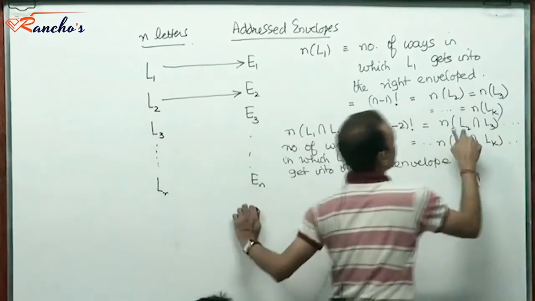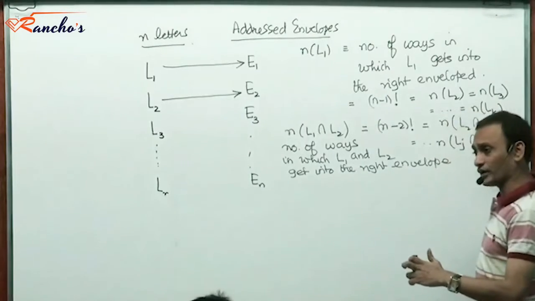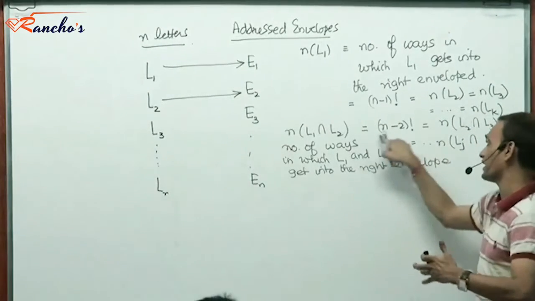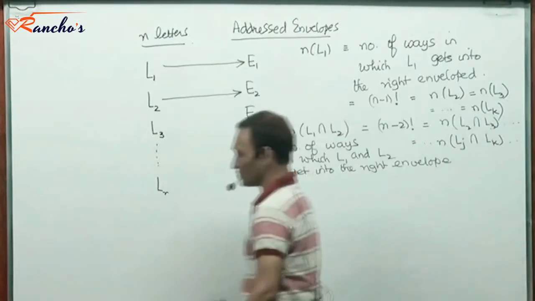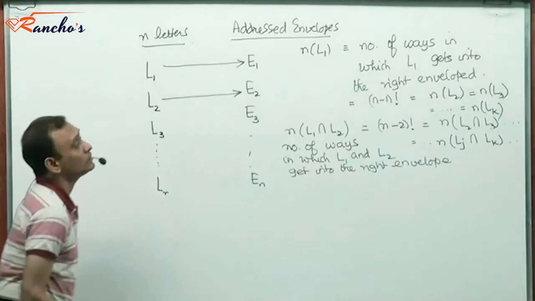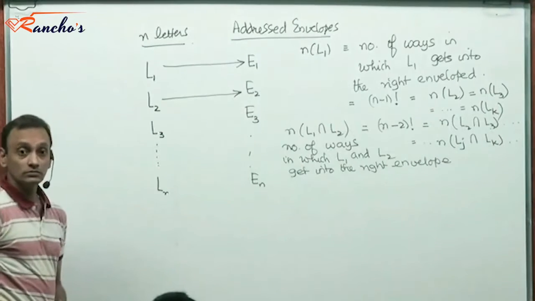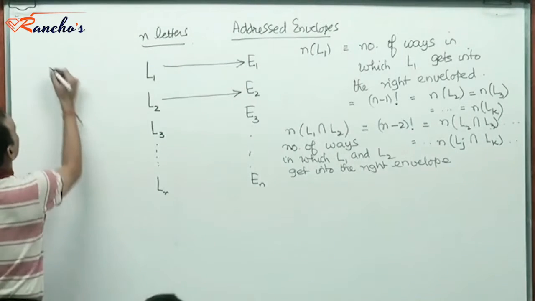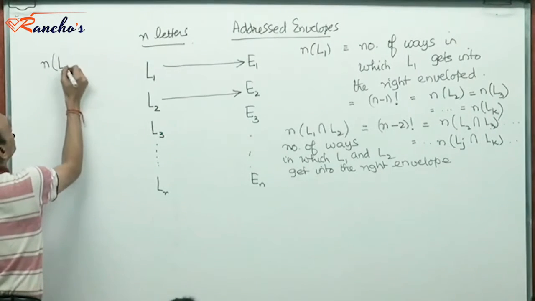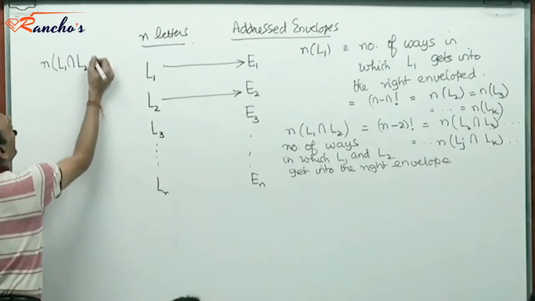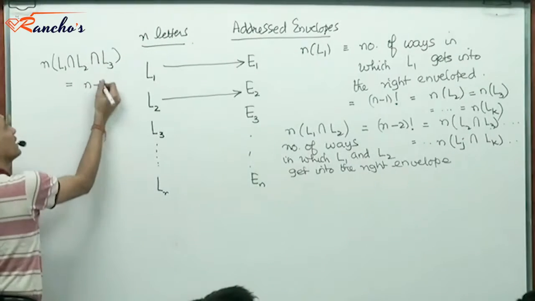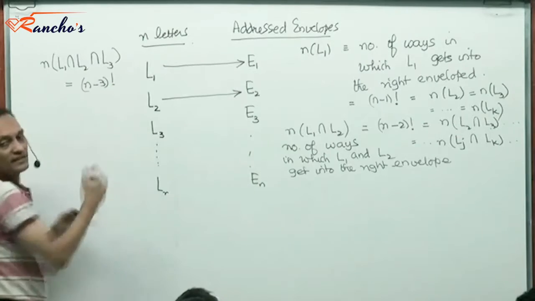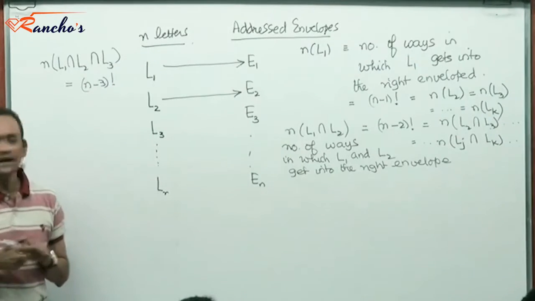Which is the same as the number of ways in which L2 and L3 get into the right envelope, Lj and Lk get into the right envelope, which is N-2 factorial ways. Now, similarly, the number of ways in which L1 and L2 and L3 get into the right envelope is N-3 factorial ways, isn't it? Right? And so on and so forth.